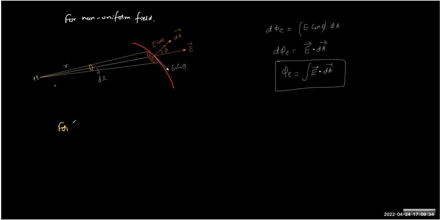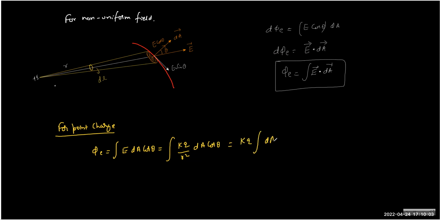So let's do it for the point charge. The flux we can write as E dA cos theta, but the electric field we can write as kq by r square, isn't it? So you can take kq outside. What we are left with is dA cos theta by r square, which is d omega, and therefore the answer is kq omega.